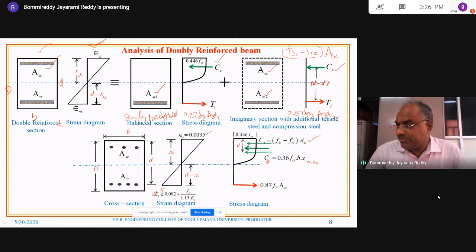Now the compressive force because of the steel reinforcement also appears. And regarding the total tension, T equals 0.87 Fy into AST, because here AST means AST1 and also AST2. So this is the overall base concept, and from this you can develop any number of equations for designing the structure for the doubly reinforced section.